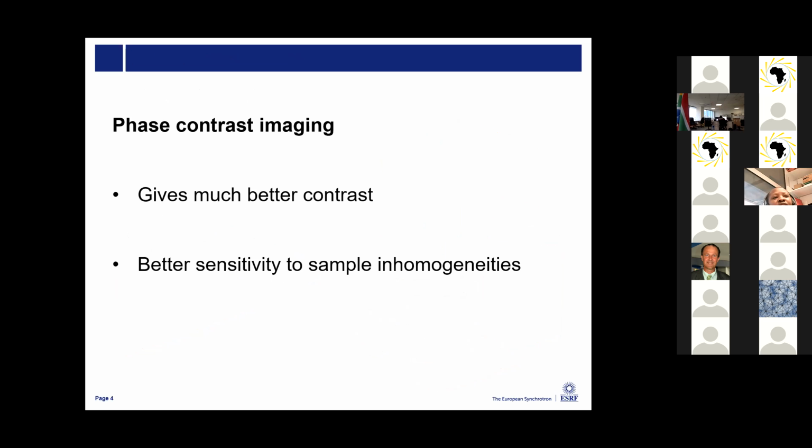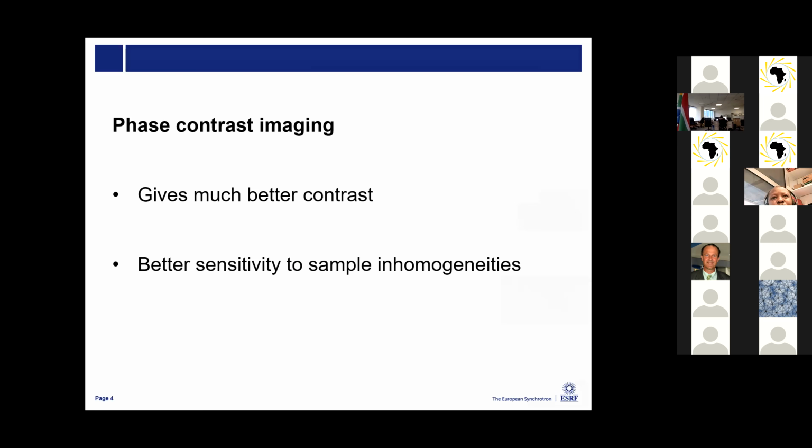Particularly at synchrotrons, although you can also do this in a lab-based tomography setup, you can obtain phase contrast imaging. This phase contrast gives much better contrast and is far more sensitive to sample inhomogeneities.